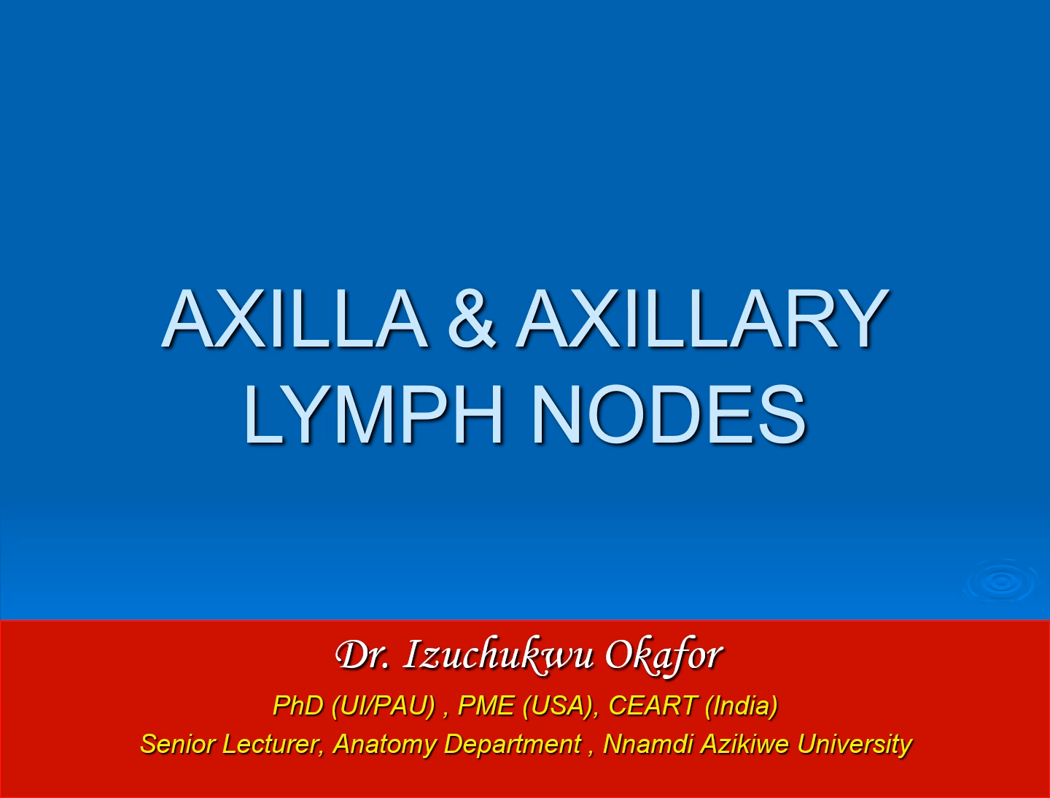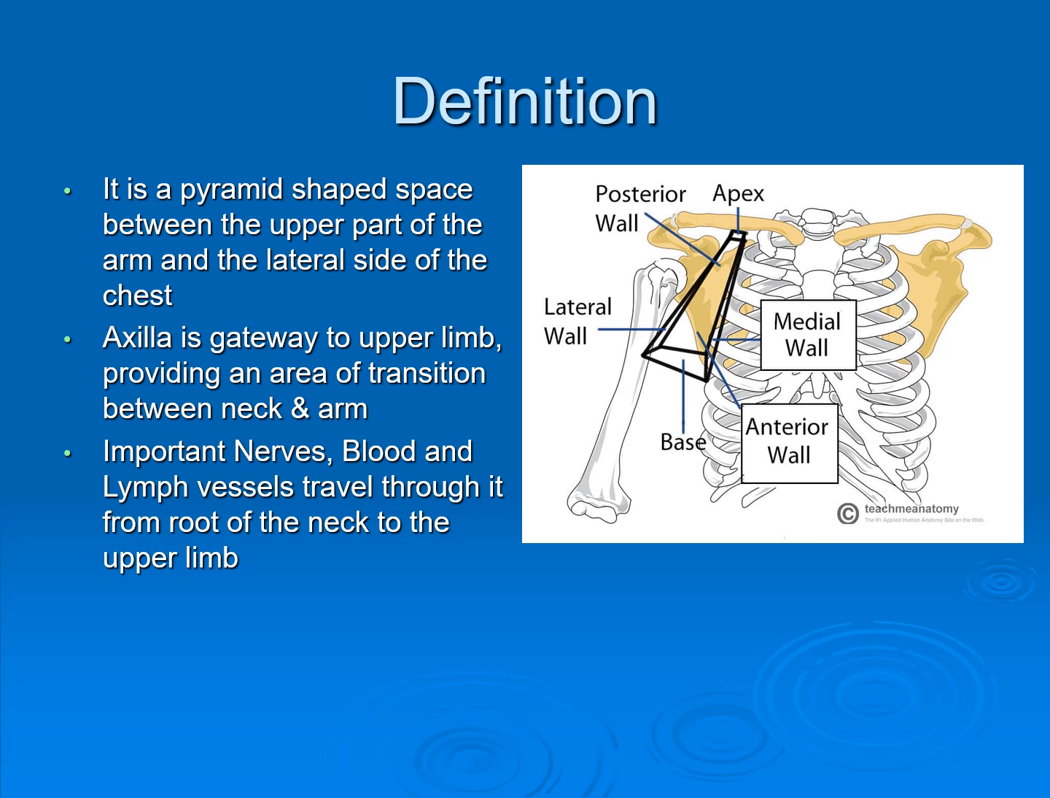So today we're going to be looking at the axilla and the axillary lymph nodes. And you agree with me that in anatomy we have different body regions. We've seen joints, we've seen muscles, we've seen organs, and today we're looking at spaces. So the axilla is one of those spaces in the human body.